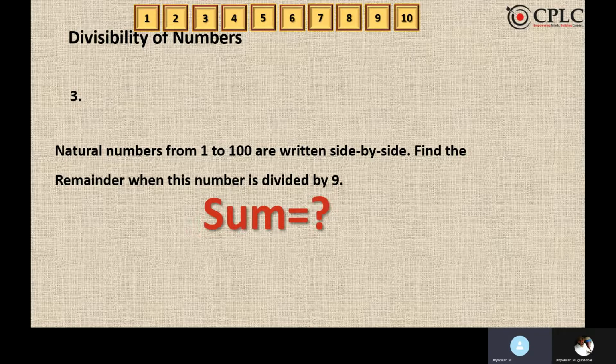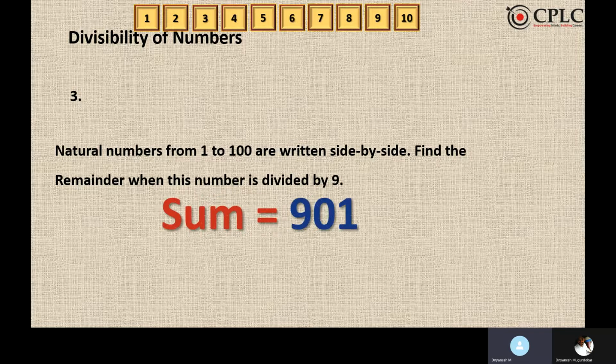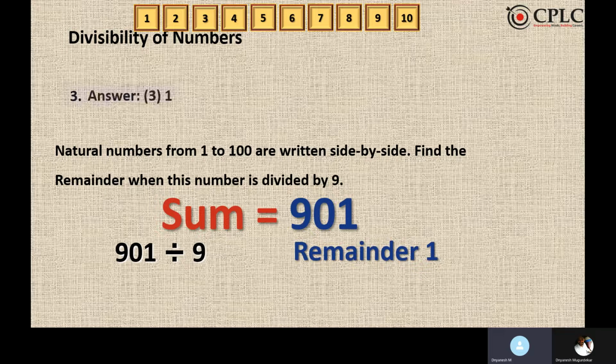But if you remember, we are supposed to write the numbers till 100. So for the number 100, if I split it, the digits are 1 plus 0 plus 0. So 900 plus 1 turns out to be the sum of the digits as 901. And this, when divided by 9, will give me the remainder as 1 again, which is answer option 3.